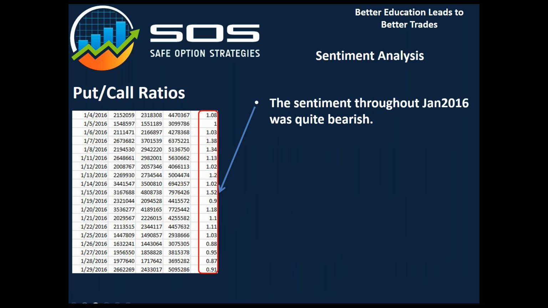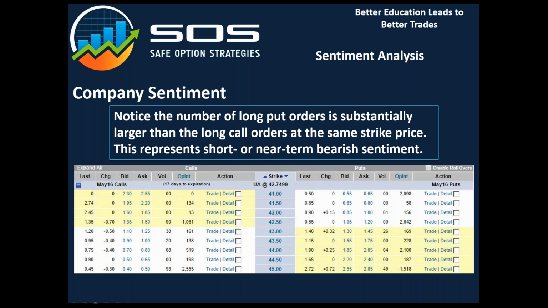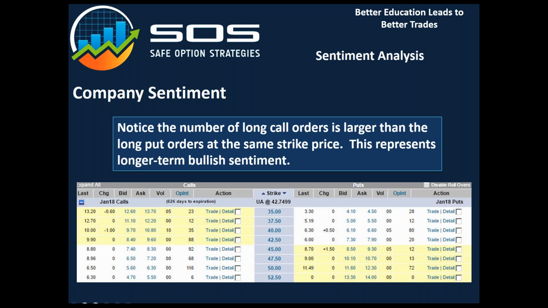Okay, here's another example. Sentiment through the early part of January of this year. Look at how bearish that sentiment was, and what was it coinciding with? A pretty big sell-off in the market at the first of the year. Now, there's another way to measure sentiment. We looked at put-call ratios, and we're still focused on put-call ratios. But notice in this case, the number of put orders is substantially larger than the number of call orders at the same strike price. And this is, at the time this screenshot was taken, near-term sentiment. Very bearish near-term. On the same company going a little bit longer term, you had the opposite. You had a more bullish long-term sentiment.